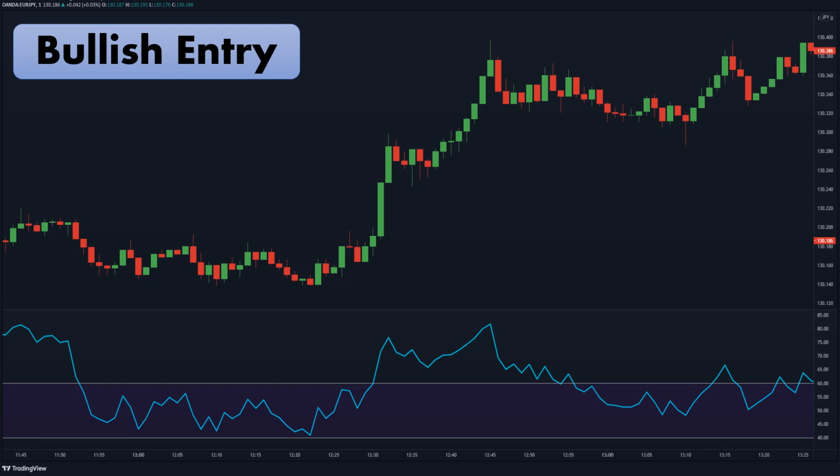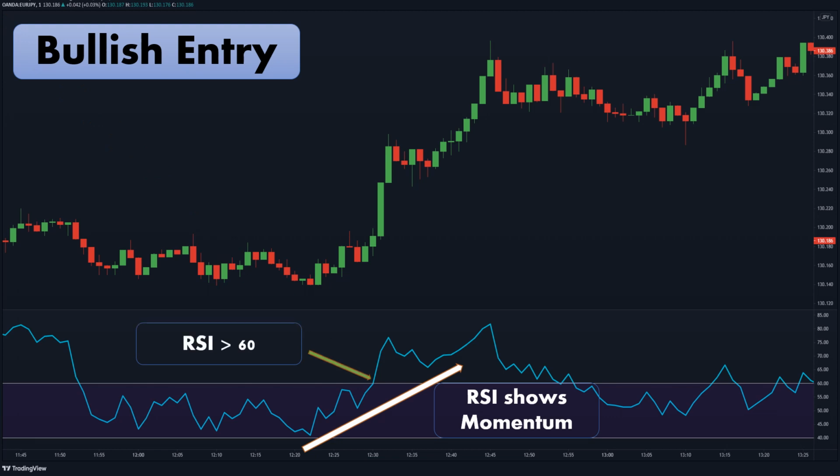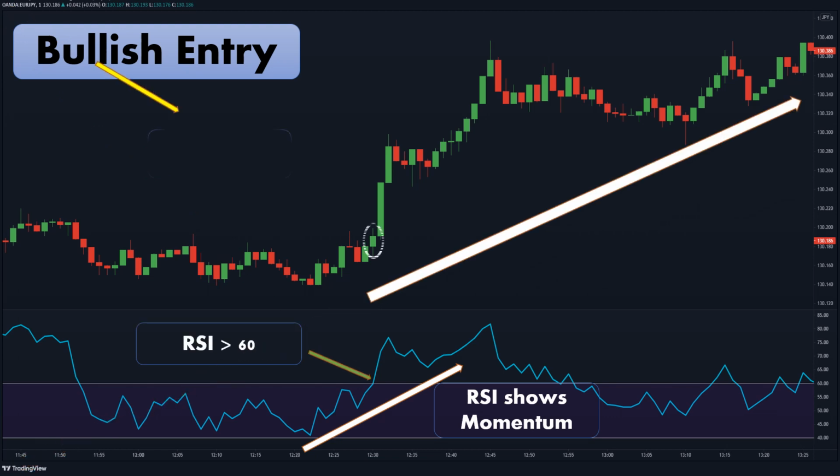Let's see the third example on the EUR/JPY chart. You can now see that the RSI is drifting upwards by showing the momentum. As soon as the 60 RSI levels were crossed, the price showed a huge rally. So if you would have entered above the high of the markup candle, you would have been rewarded almost 8 times the entry price.